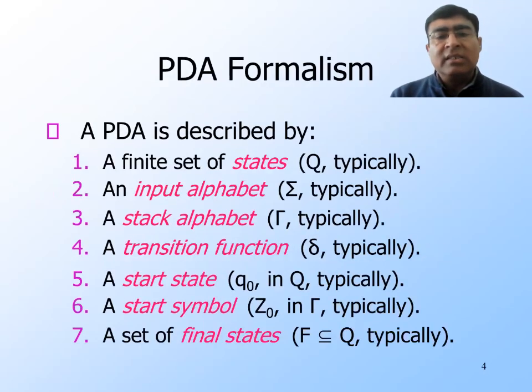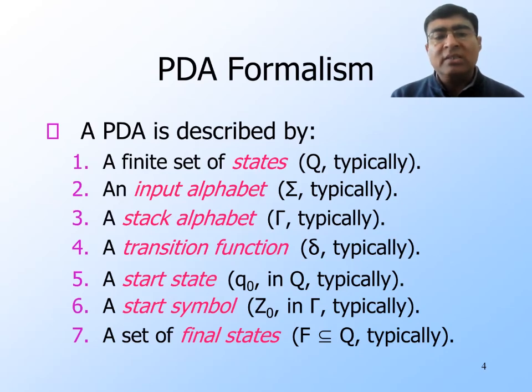So these are the 7 tuples that will create the PDA. What are these 7 tuples? First tuple is state, that is defined with the help of the capital Q. Second tuple is input alphabet, that is defined with the help of the symbol sigma. Third tuple is stack alphabet, that will be abbreviated with the help of the tau.